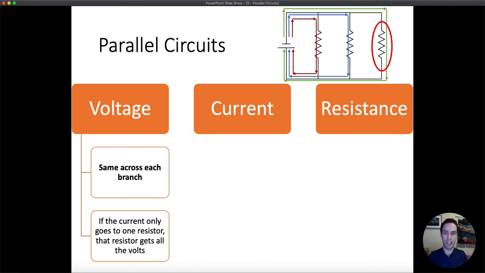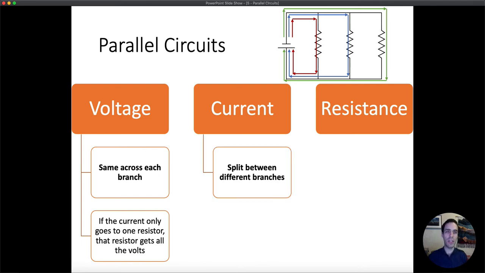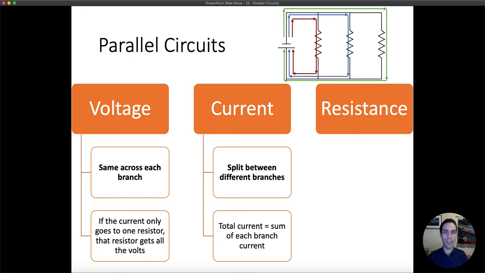Current in a parallel circuit is split between the different branches. The total current provided by the battery is the sum of each branch current. For example, the battery has to provide current for the red branch, and current for the blue branch, and current for the green branch. So the battery current is the sum of the individual currents across each branch of the parallel circuit.